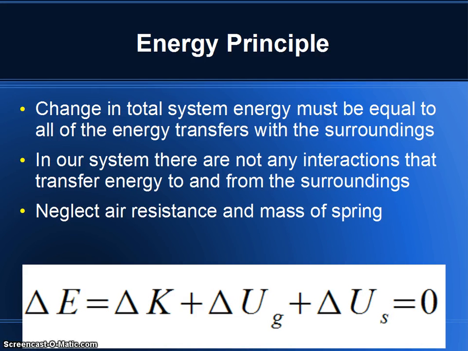The energy principle is saying that the change in the total system energy must be equal to all the energy transfers with the surroundings. Because I chose the system to include the Earth, in our system there are not any interactions that transfer energy to and from the surroundings. We are assuming a neglection of air resistance and the mass of the spring. So the total change in energy is going to be the change in kinetic energy plus the change in potential gravitational energy plus the change in potential spring energy, and this will all be equal to 0.